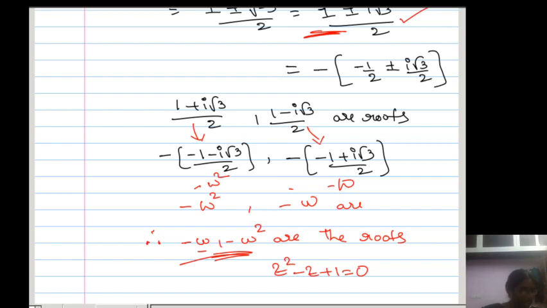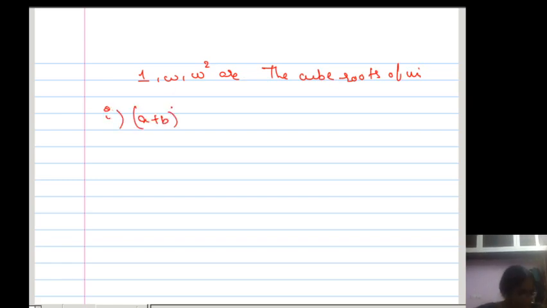Still you have the sixth bit, so let us discuss the sixth bit questions. Otherwise, shall we discuss the sixth bit in the next session? So what is the question actually? 1, omega and omega square are the cube roots of unity. Then find the values of the following. I will discuss just two questions, the remaining you can try, otherwise we will discuss in the next session.